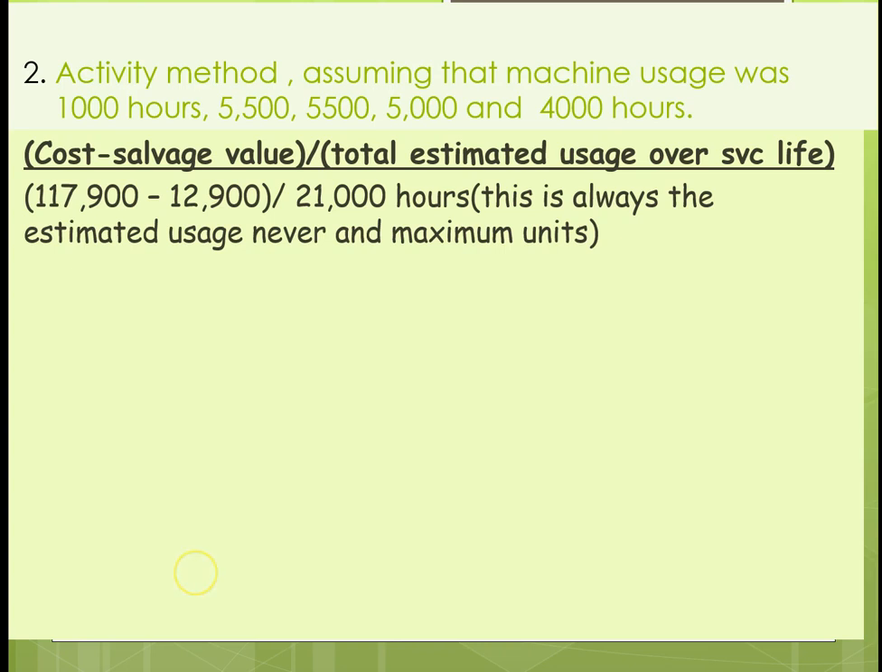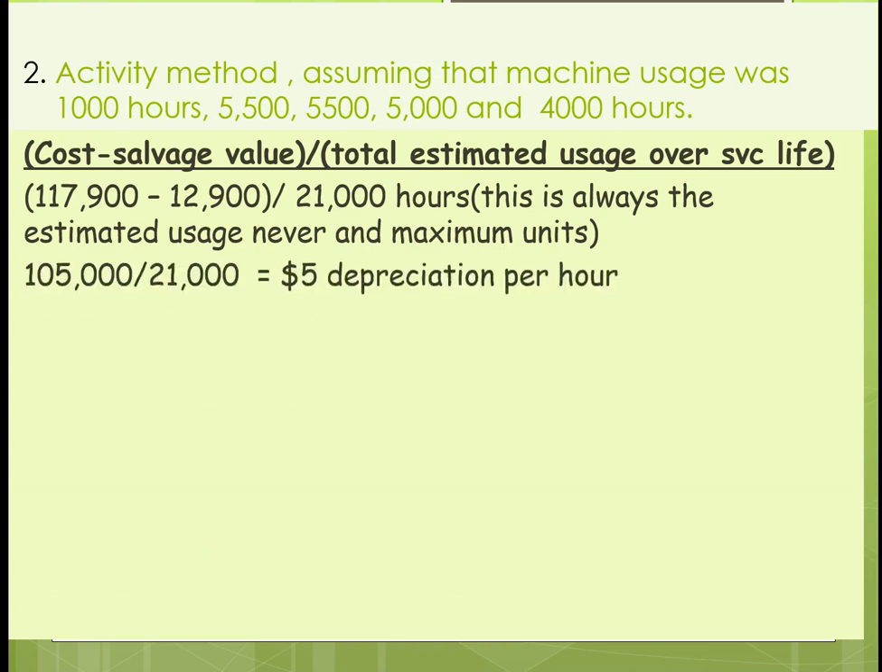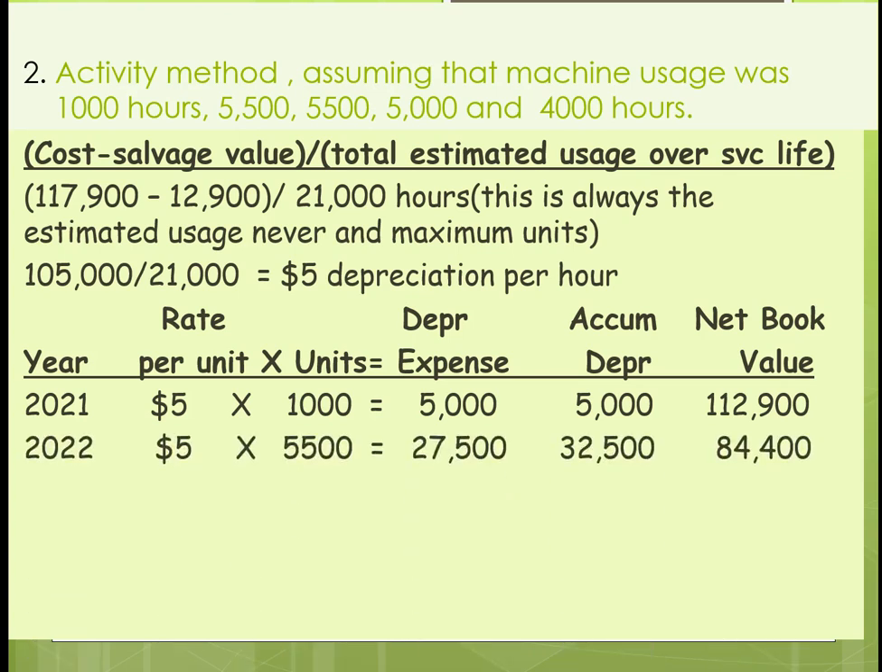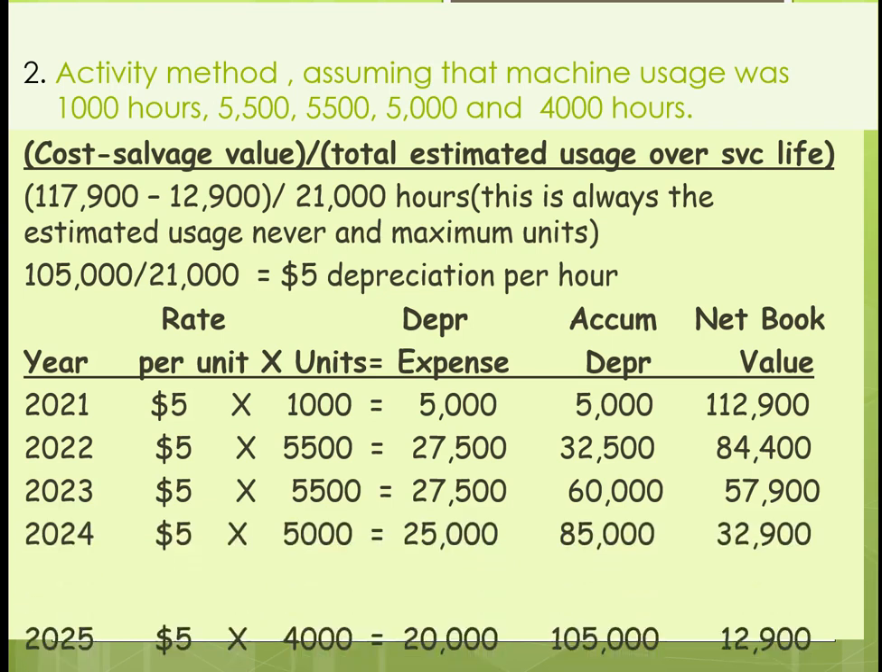So in our case, what we're going to get is $5 an hour. Now we're going to take that $5 times the actual usage each year. This method is not affected by when you buy it, because the actual units you produce are what's going to affect the allocation. So in the first year, we're going to take $5 times 1,000 units, and then we're going to keep doing that for each year.